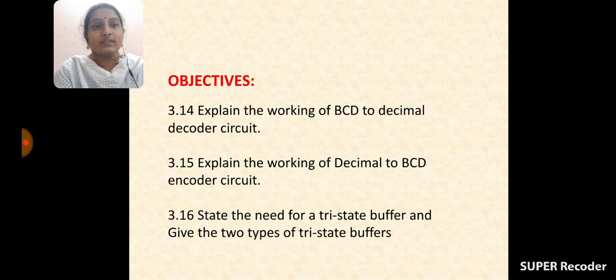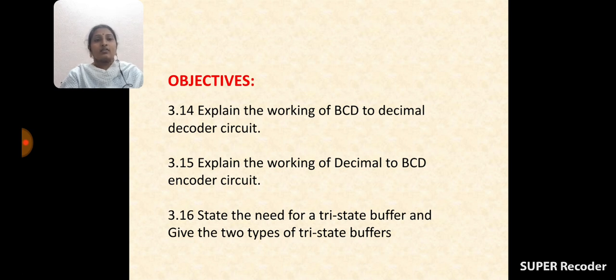So in our last class we finished multiplexer, demultiplexer, decoder. And in the previous class, in combinational logic circuits, half adder, full adder and also parallel adder, serial adder, one's complement, two's complement adder and subtractor were over. So coming to today's topic, today we are going to discuss BCD to decimal decoder circuits and decimal to BCD encoder circuits and also the need of tri-state buffer and the types of tri-state buffers.